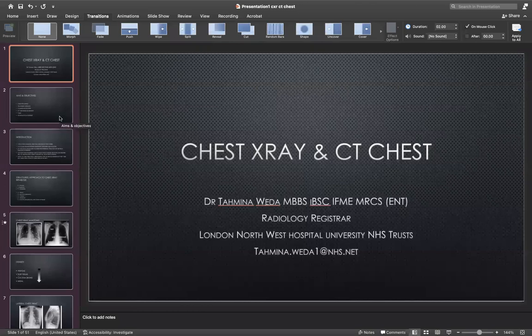So I'm going to go through mostly chest X-rays today, and then a little bit of CT chest at the end. From my understanding, there's a lot of final year medical students and first and second year doctors. I hope I'm correct, because that's what I've geared it towards. And obviously, if you've got any questions, please do let me know, either in the chat or at the end.